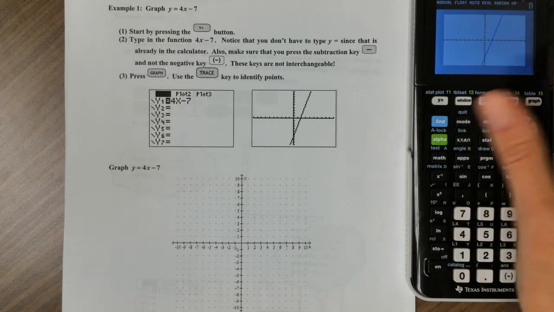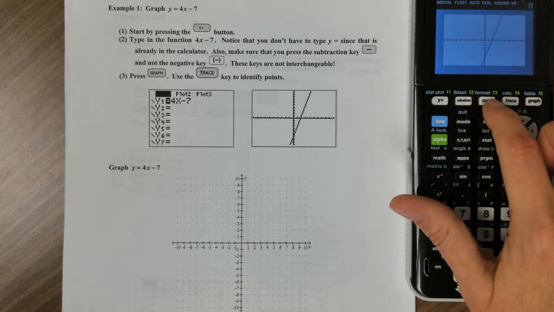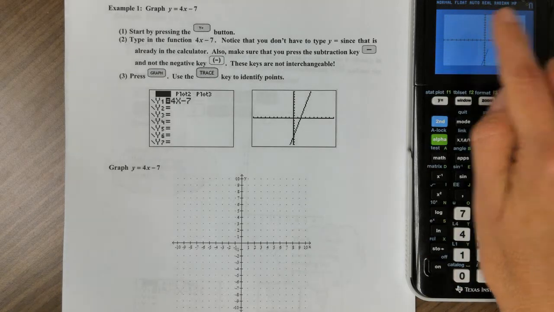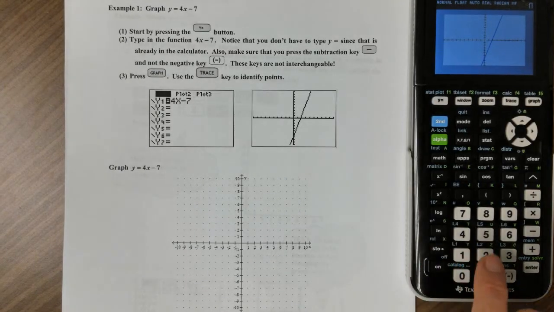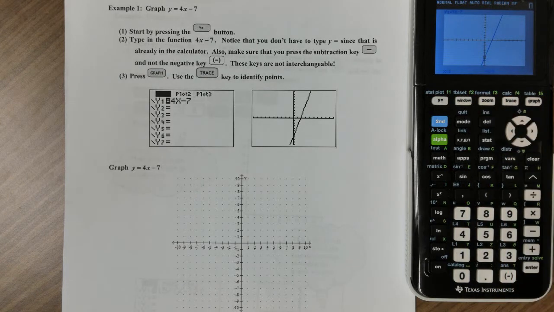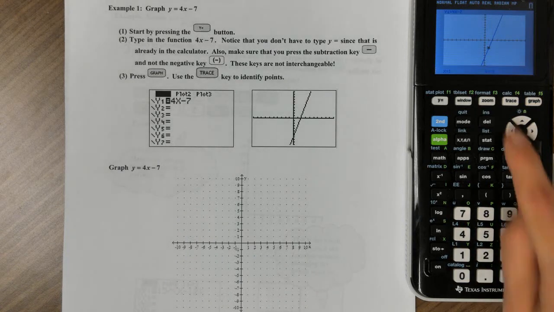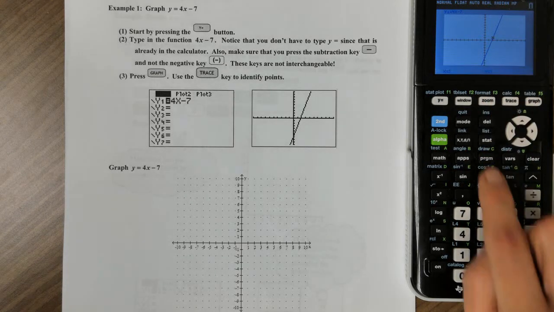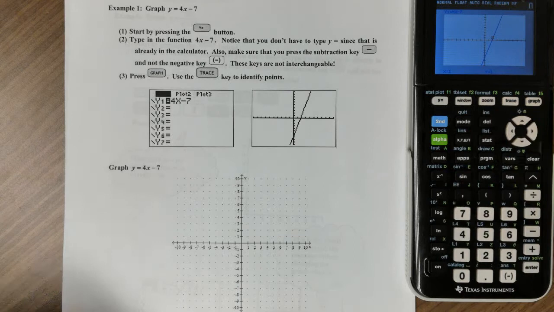And remember, if you have a weird viewing window, you can always go to zoom and then option 6 to make sure it's this nice standard viewing window centered at the origin. And once again, we can use the trace key. So it starts off at our y-intercept here, which is 0, -7. And if I enter the x value, so for example, if x equals just 1, that gives us y equals -3. If x equals 2, we get y equals +1, and so on.